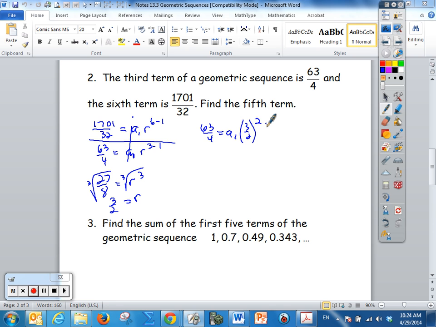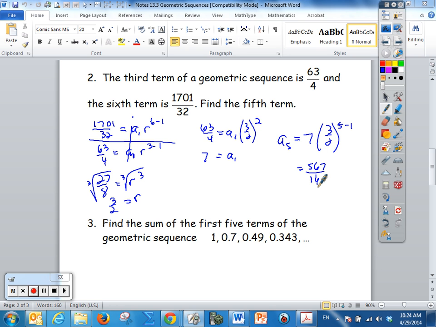So then I solve for that. You could certainly use your calculator. A sub 1 would be 7. And isn't that amazing? Those pretty numbers come out of that mess. So that's my formula. Now I just need the 5th term. So a sub 5 is going to equal my first term times 3/2 to the, let's see, we want 5 minus 1, so to the 4th. So I work that out and I get 567/16.